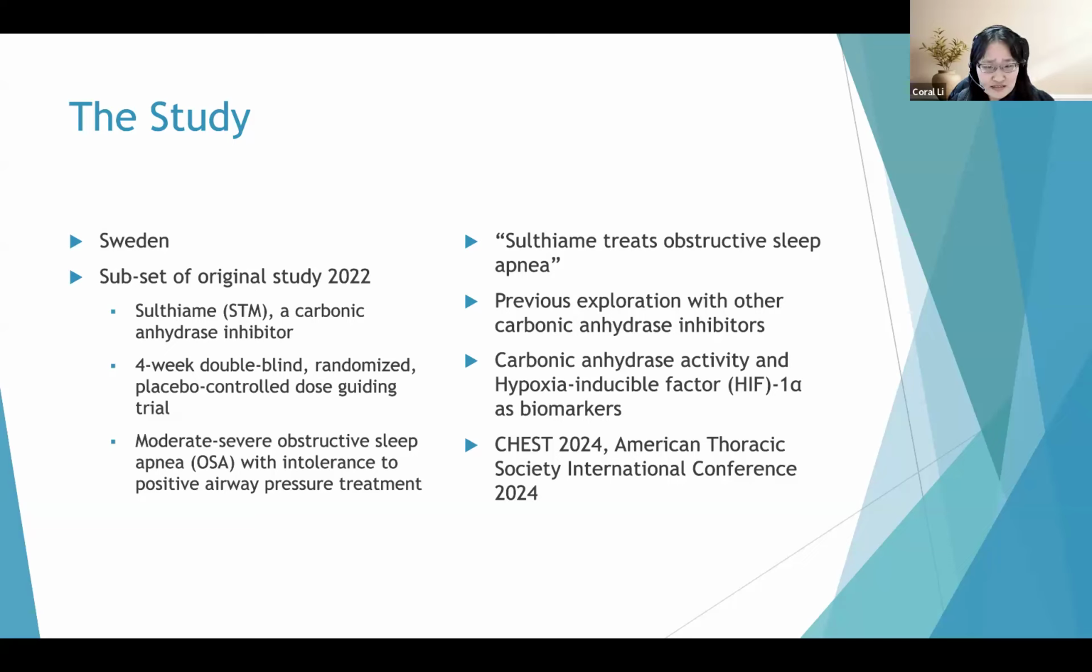With this study, a subset of the original study, they focused more on the CA activity as well as the HIF-1 alpha biomarkers, because those markers were noted to be elevated in obstructive sleep apnea. They wanted to investigate how this medication, as a CA inhibitor, would affect them in treating obstructive sleep apnea.